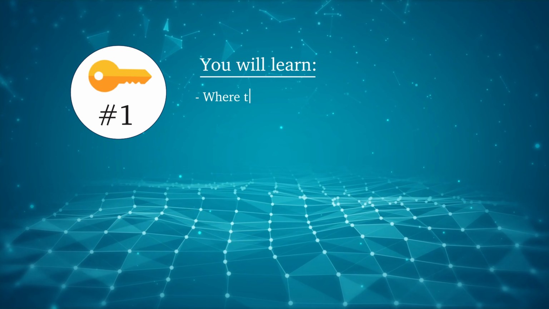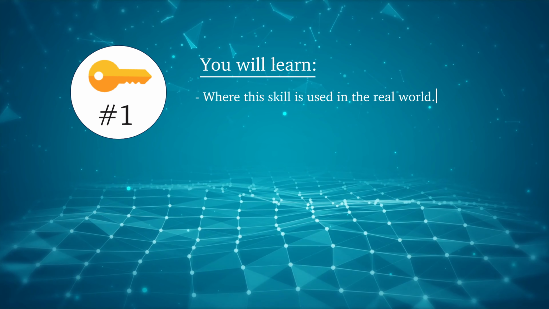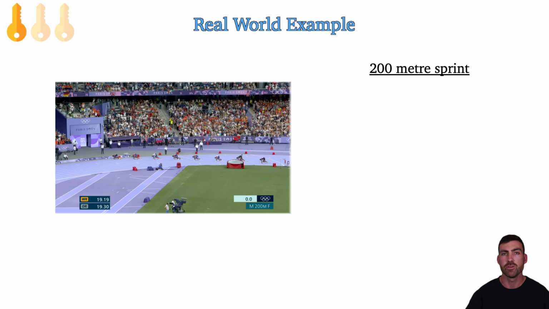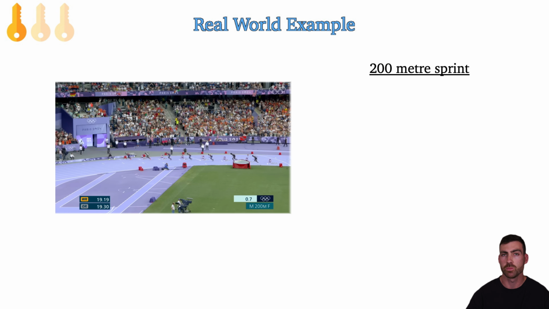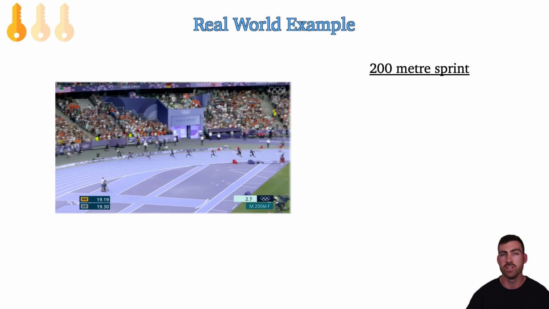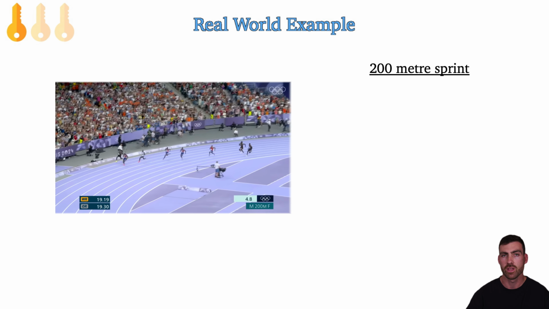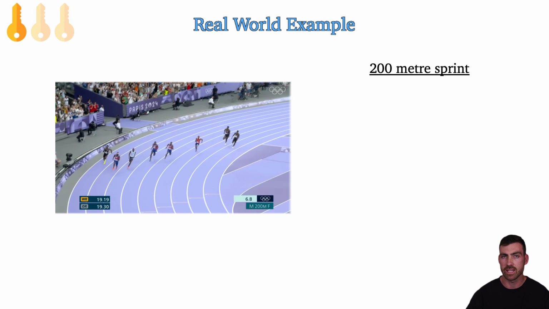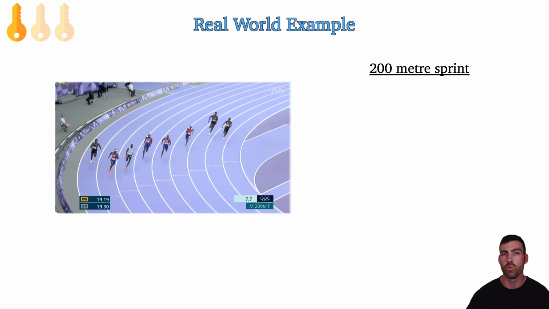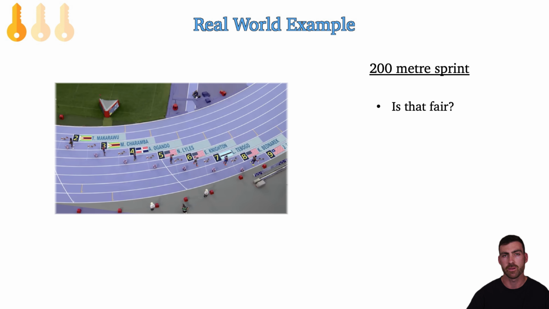In this section, you will learn where this skill is used in the real world. Have you ever watched a 200-meter sprint race in the Olympics and noticed something strange? The runners in the outside lanes start way ahead of everyone else. It looks like lane 9 is getting a massive head start, right? I mean, look how far in front they are. But here's the question, is that fair?